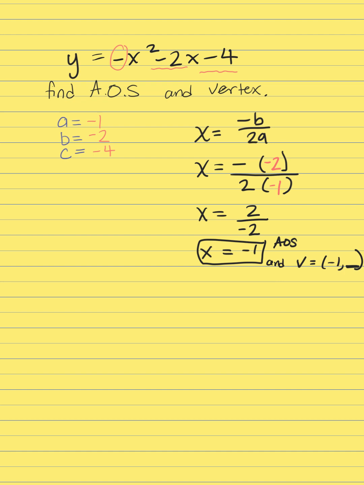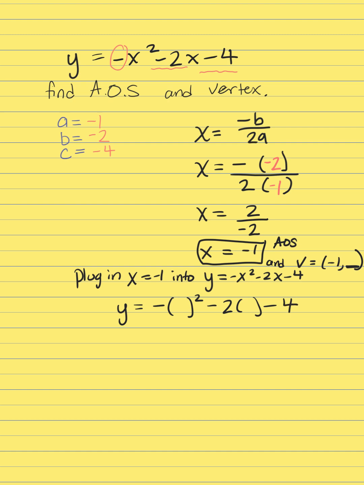Now I'm going to work on finding the y-intercept so that I can finish my vertex. So I plug in x equals -1 into my original function, y equals -x squared minus 2x minus 4. So here I'm going to plug in. But first, I'm going to write my function again with parentheses instead of x. Now I'm going to plug in this -1 into those spots. And just be very precise with your negatives and how you input.